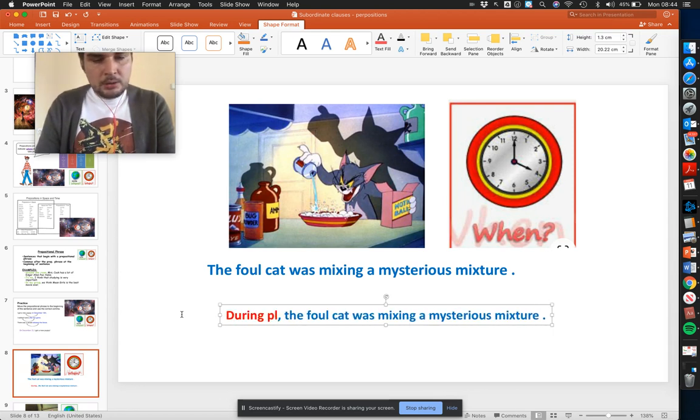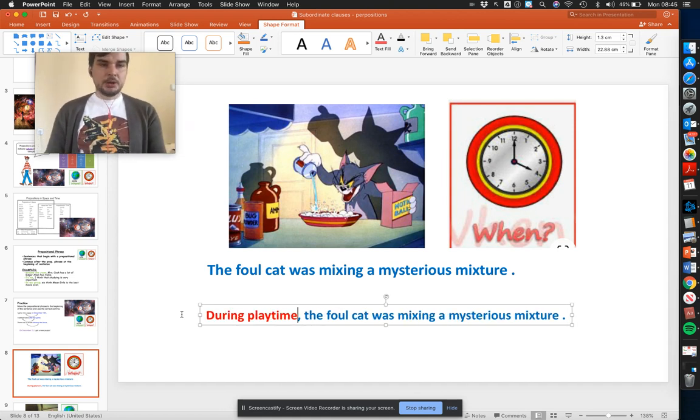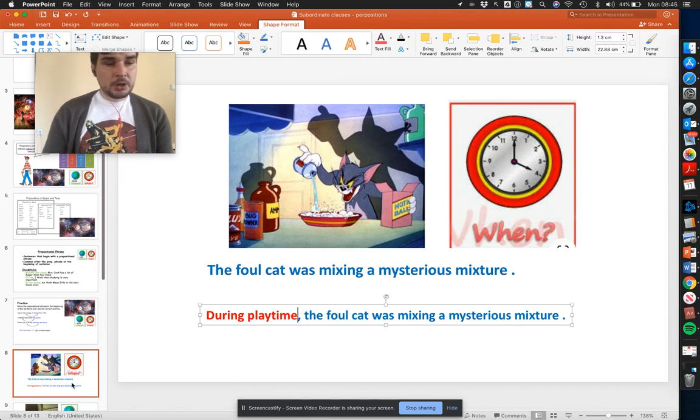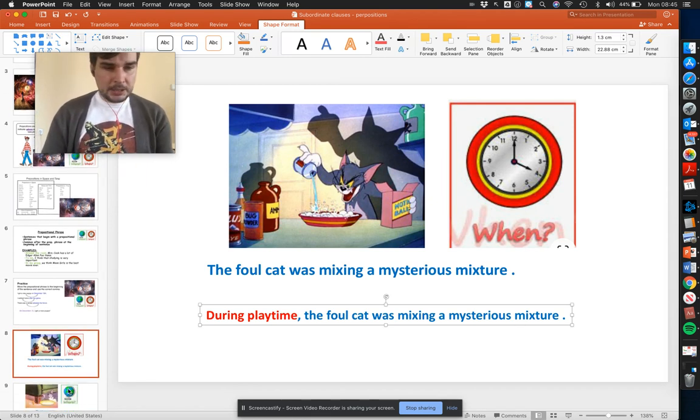During playtime, I don't know what we get up to during playtime, maybe that was his playtime activity. During playtime, the foul cat was mixing a mysterious mixture. What I'm interested in is for us to use time and place at the front of the sentence, use a comma before a pronoun, and your work will be successful. Yes? So now let's look at the examples here.